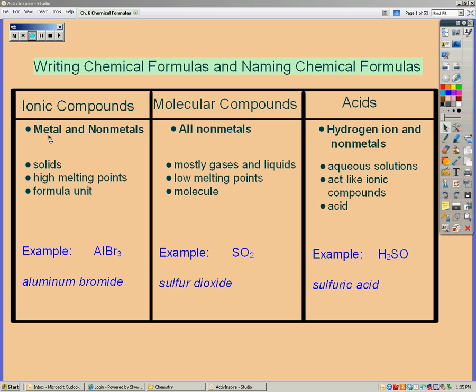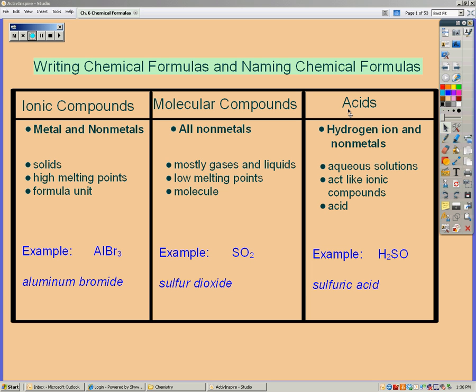Ionic compounds are made up of metals and nonmetals. The metal's going to be first. So the example, Al is aluminum, which is a metal, and this is how I know this is an ionic compound. Metal will be first. The other type of compound are molecular compounds, and they are made up of only nonmetals. So the example, sulfur dioxide, sulfur is a nonmetal, oxygen is a nonmetal, so this is a molecular compound.